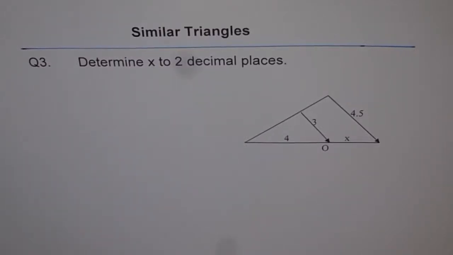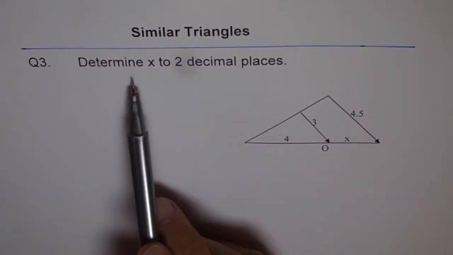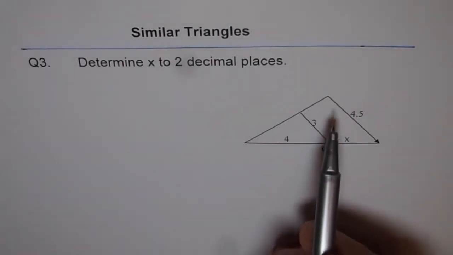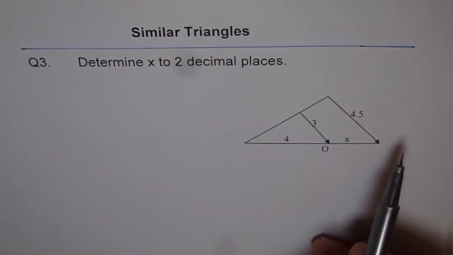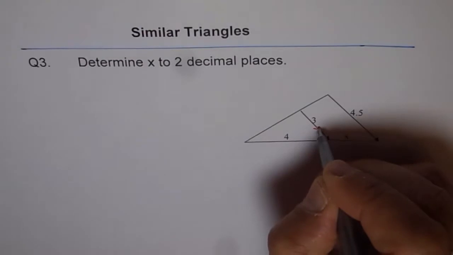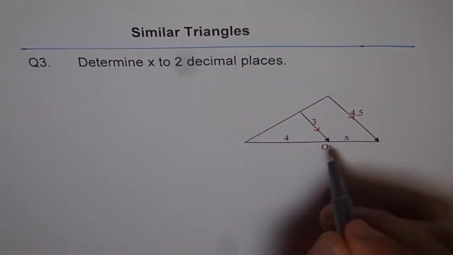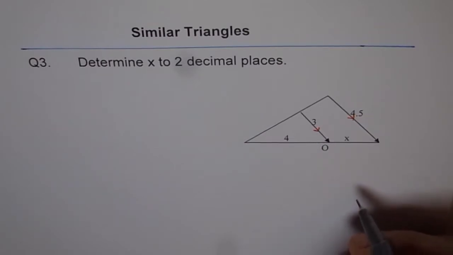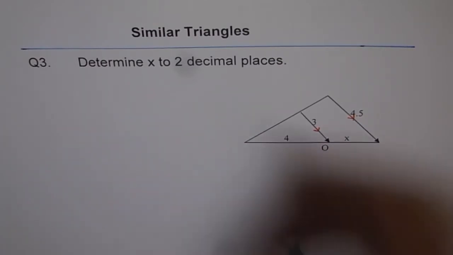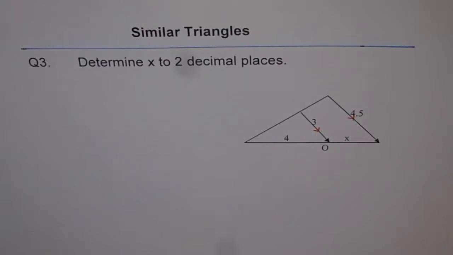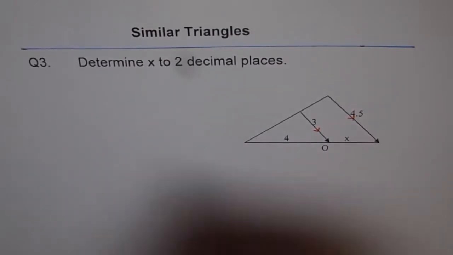Similar triangles, question 6. Determine x to two decimal places and the figure is given to us. Now here, let me make it clear that these two sides are parallel, okay? So that arrow indicates that they are parallel sides. Now what we can do is, let's label it first because it's not labeled properly.